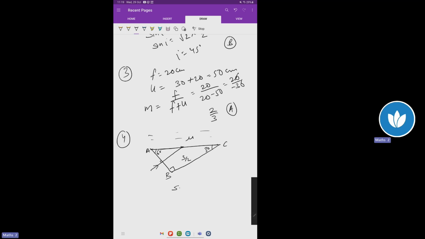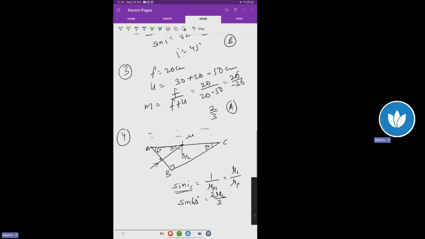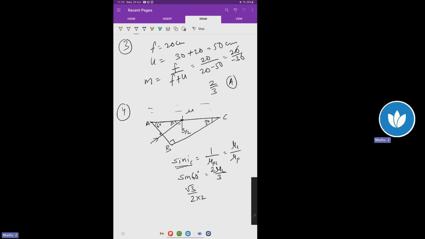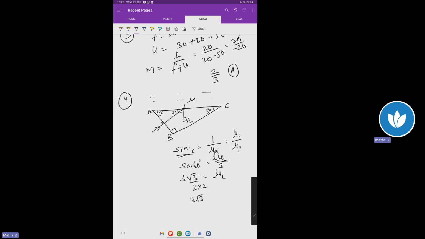So we know sin IC is equal to 1 by mu of prism with respect to liquid. Means mu prism and this is mu liquid. And this angle is 90, this is 60. So this angle is 30 and this incidence angle is 60. Sin 60 is equal to mu liquid upon mu prism, which is 3 by 2. This is root 3 by 2, so mu liquid is 3 root 3 by 4.